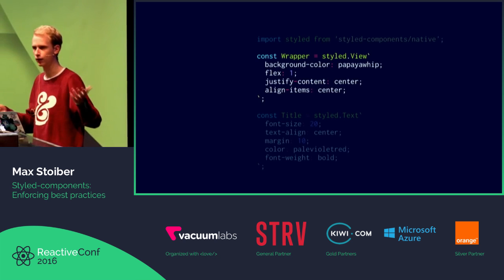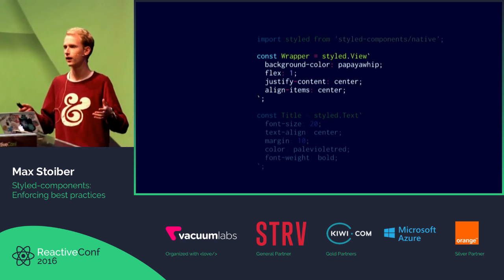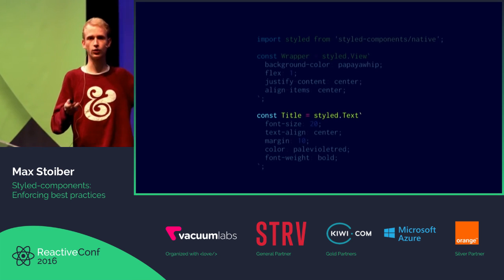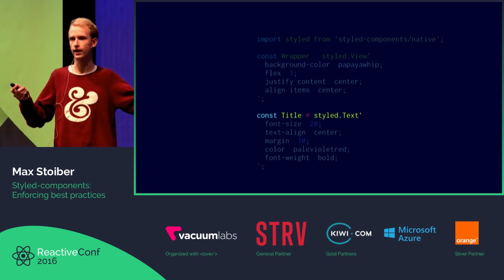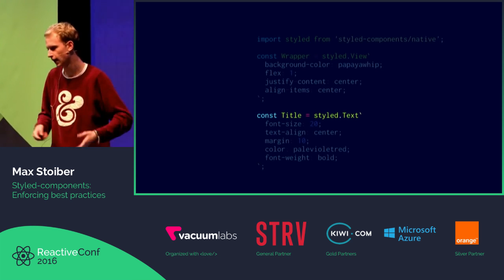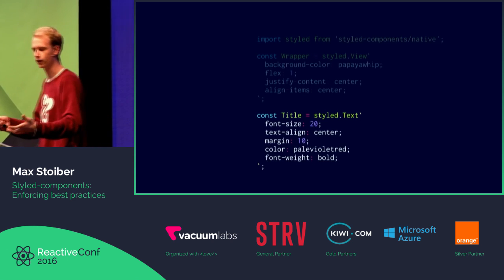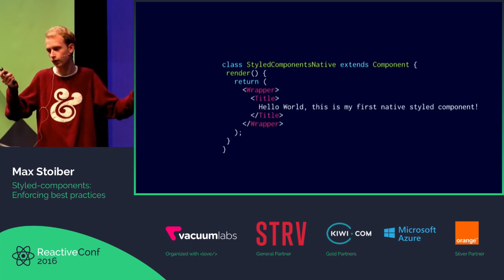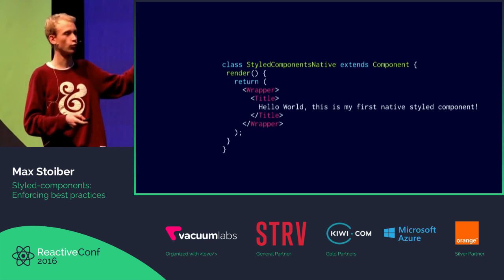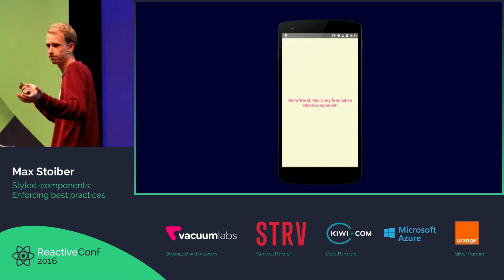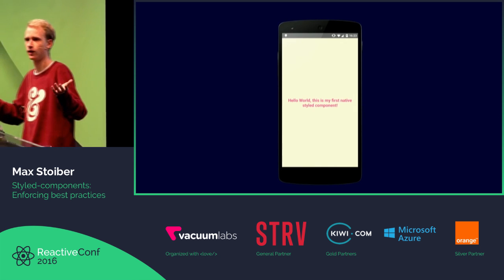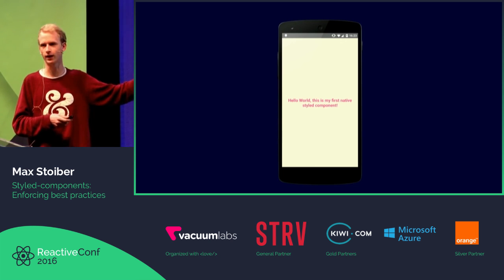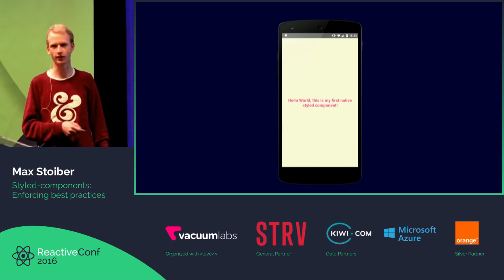So in this case, we say the background should be papaya whip, and it should align and justify all its items in the center. And then below that, we have a title, which is just styled.Text, right? Another React Native primitive for text, who would have guessed? And you pass in some styles, making it big, setting the color to pale violet red, and making it bold. And then you just render them like any other React component, right? We've seen this already. It's just React. And then, guess what? It just works. This is what it looks like. This is an actual screenshot from my phone. When we first built this and I tried it, I was like, holy cow, this actually works? I was pretty surprised.